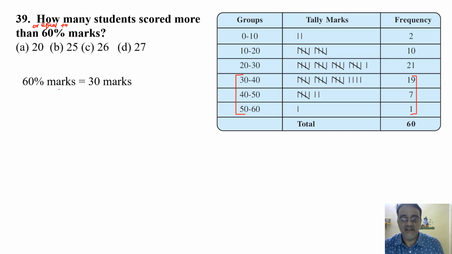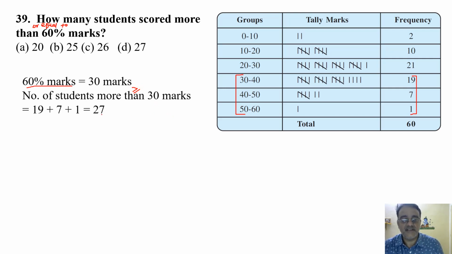Yes, sir. Okay. So 60% marks is 30 marks. So the number of students with more than or equal to 30 marks is 27. So the correct option is D. Option B. If it is strictly more than 60%, then we will get option B, 25, right.